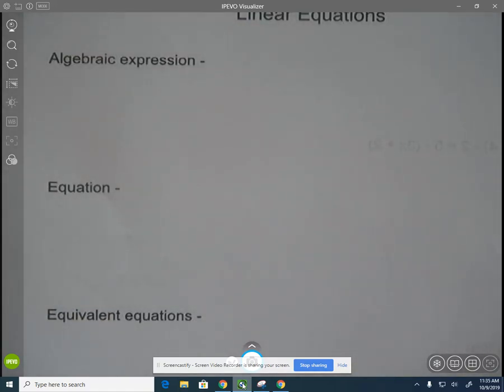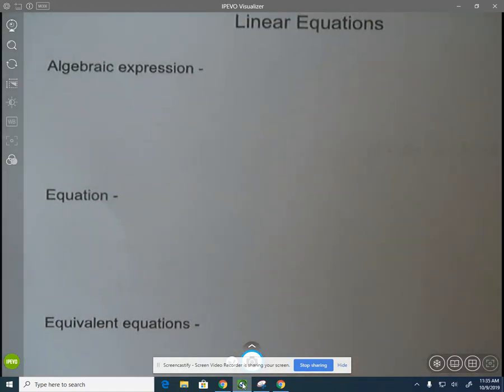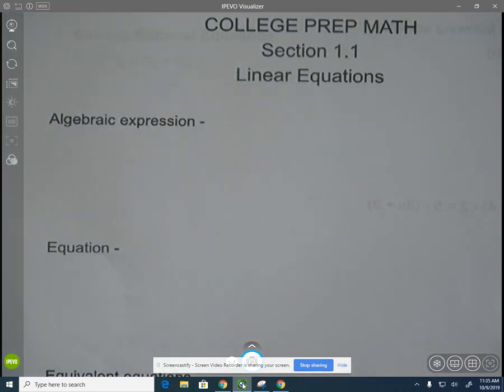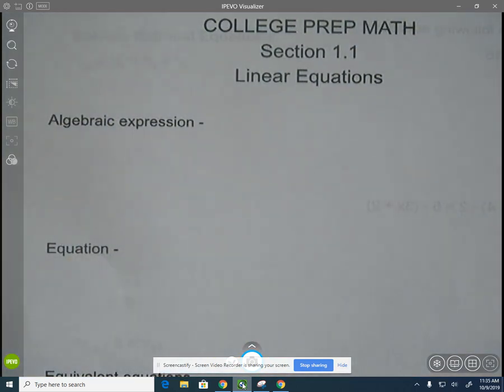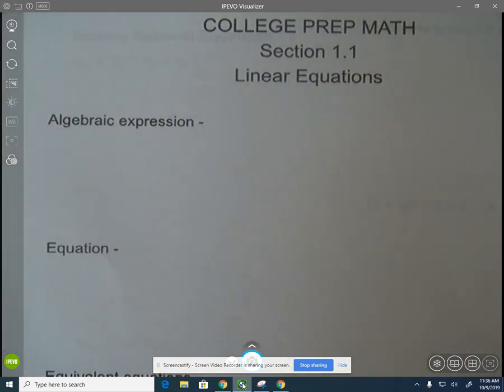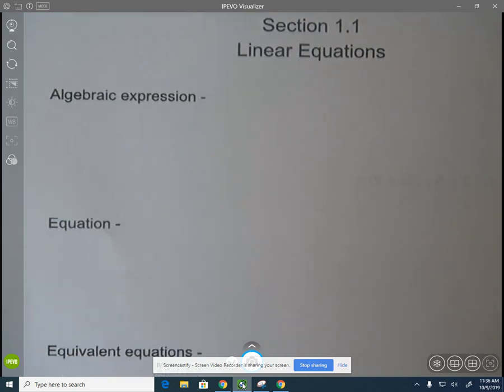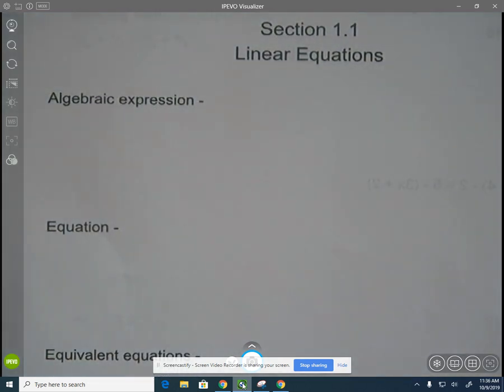All right, today we're going to be getting started in Chapter 1, taking a look at the first section in Chapter 1, and we're going to be looking at what's called linear equations, solving different kinds of linear equations of all kinds here. But before we get into some examples, just some definitions that I need to make sure that we're on the same page about.